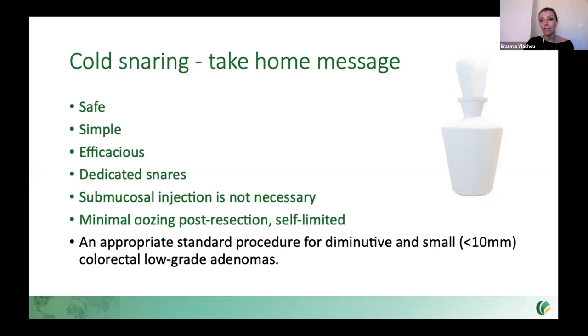Having said that, we have to keep in mind that, given the shallow cutting plane, it should not be considered for lesions with evidence of high grade dysplasia. And in any case, meticulous inspection of the surface of the lesion is imperative prior to any resection technique.